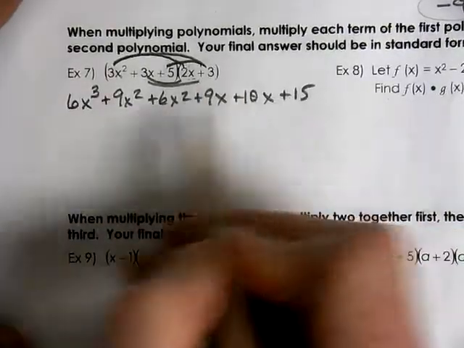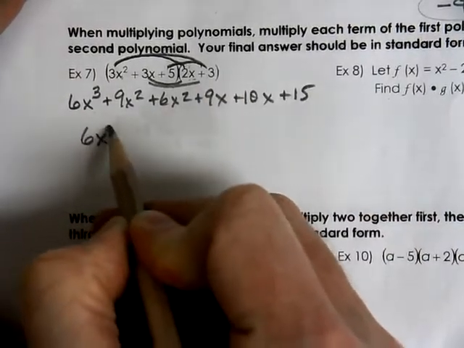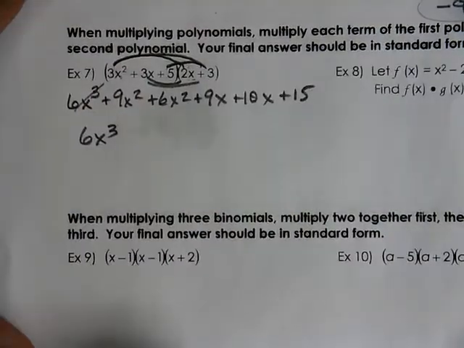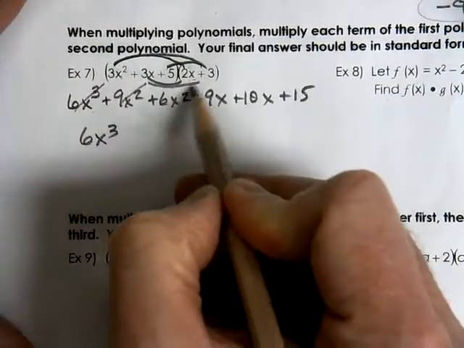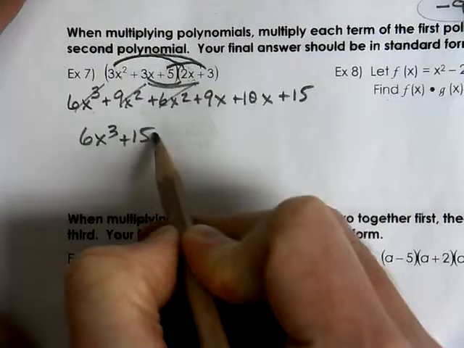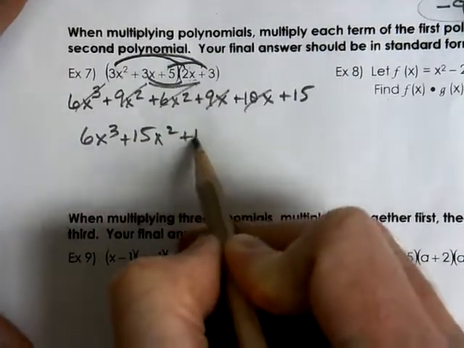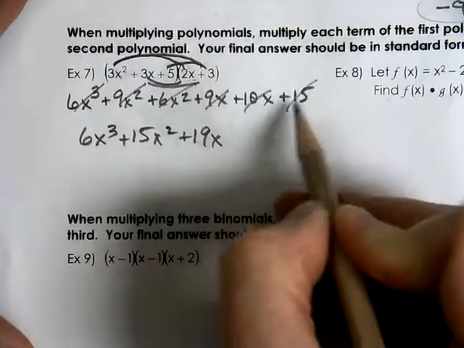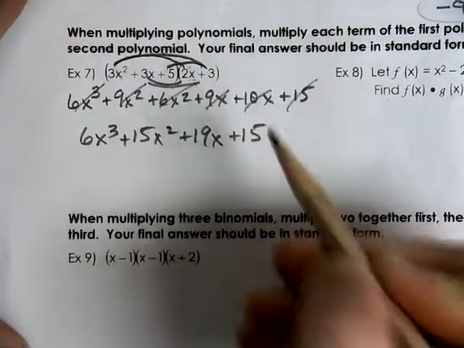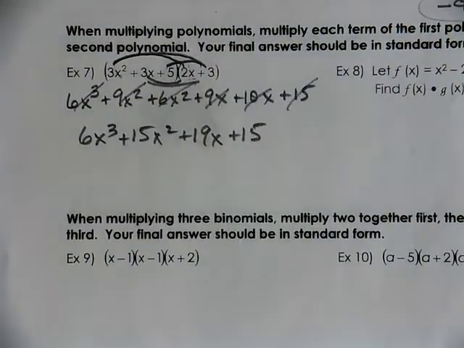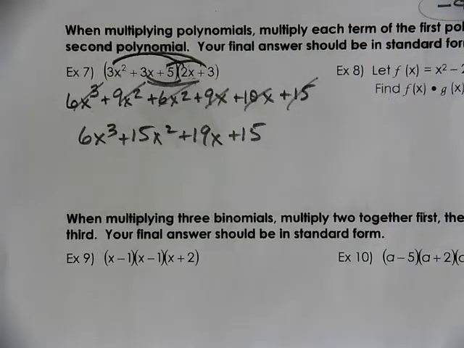So again, we're collecting like terms. We have 6x cubed, and we've used that one. Here we have 9 and 6, which is 15 x squareds, 9 and 10, which is 19 x's, and 15. So that would be the product of our two polynomials.